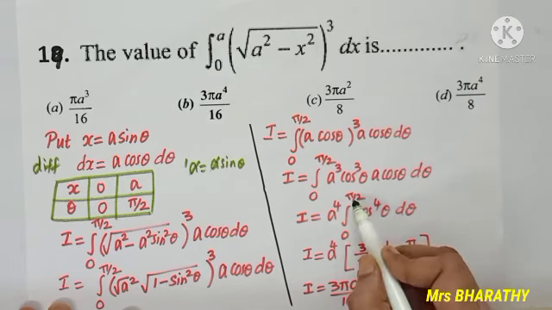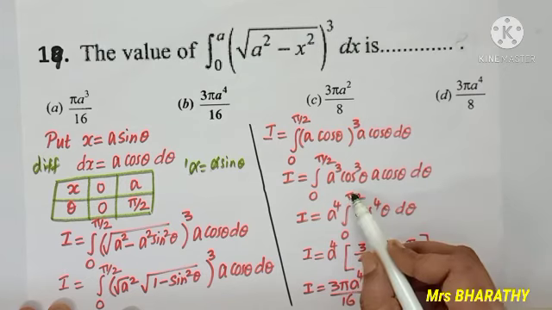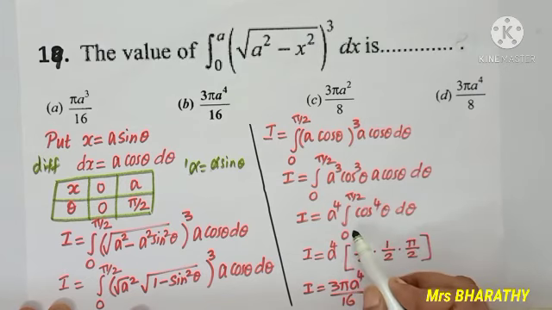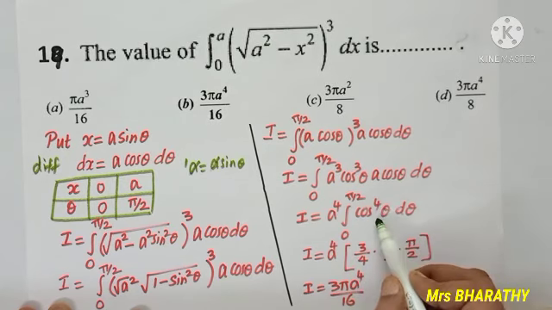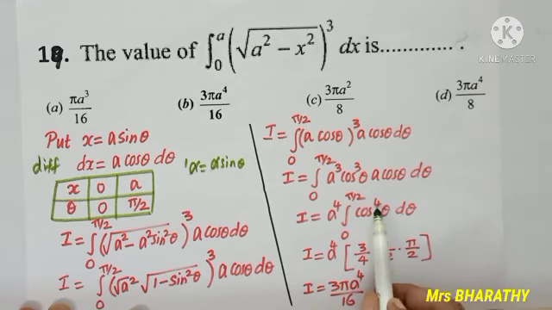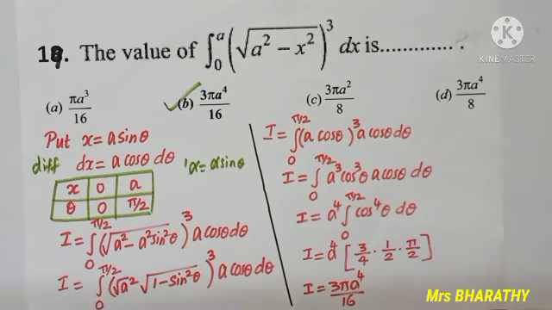The limits are from 0 to pi by 2, so we can very well use the reduction formula. The power is 4, so we start with n minus 1 by n, that is 3 by 4. Keep reducing till you get 1 by 2. The moment you get 1 by 2, because the power is even, put pi by 2. Multiply it all, we get 3 pi a power 4 by 16. Option B is the right choice.